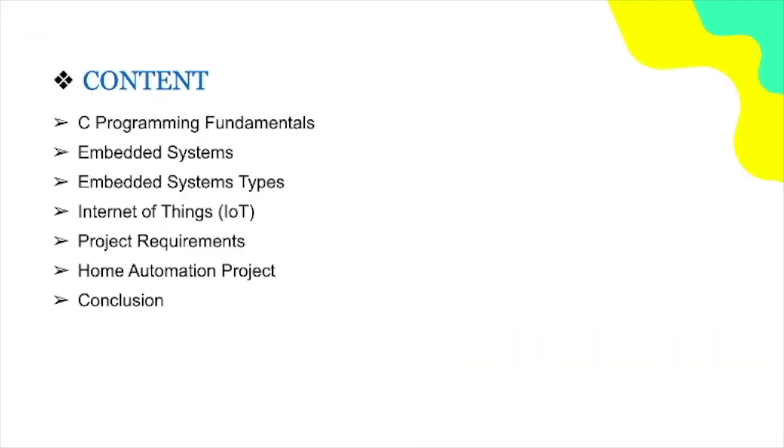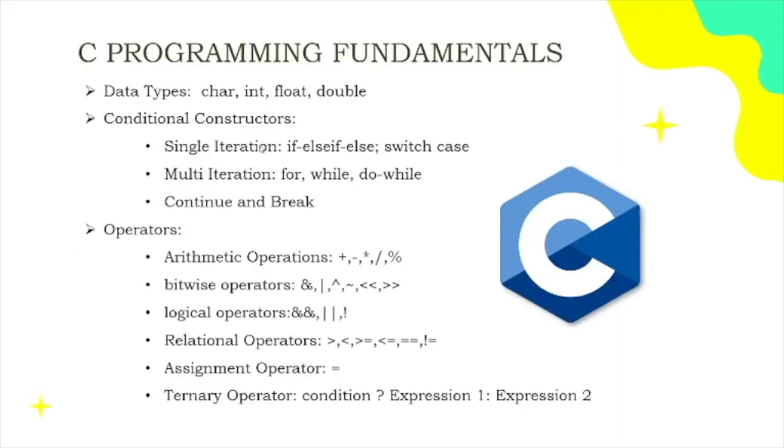So here is the content. First we will be seeing C programming fundamentals, then embedded system, then embedded system types, and after that IoT, and then project requirements, then home automation project, and in the last the conclusion. So first we will be seeing the C programming fundamentals.